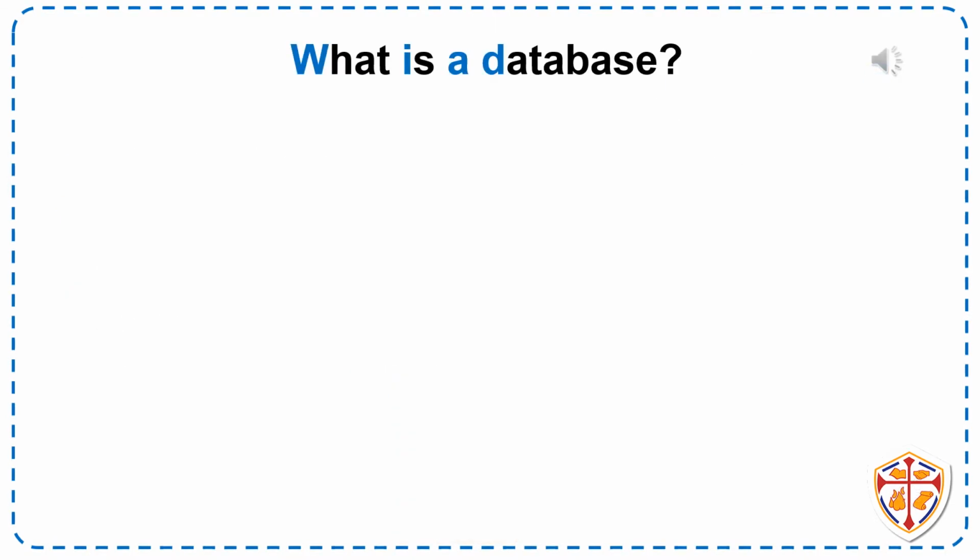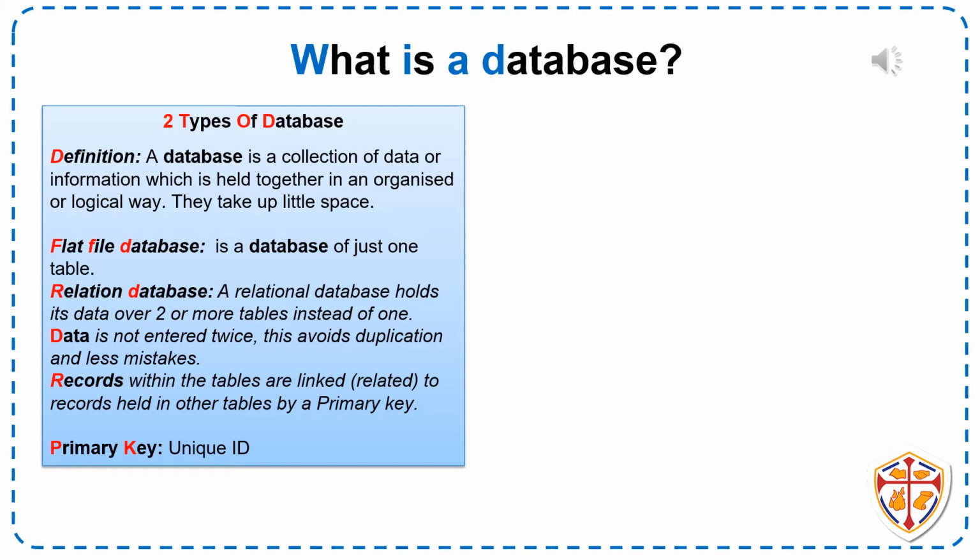What is a database? A database is a collection of data or information which is held together in an organised or logical way. This takes up little space. There are two types of database. One, a flat file database. It's a database of just one table.